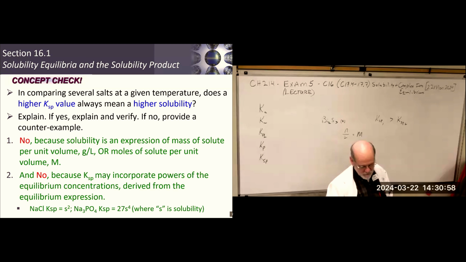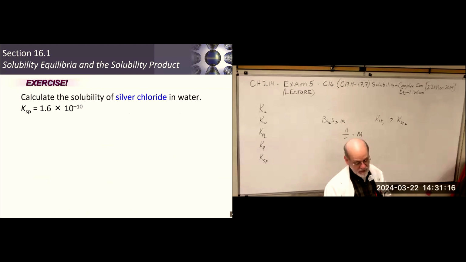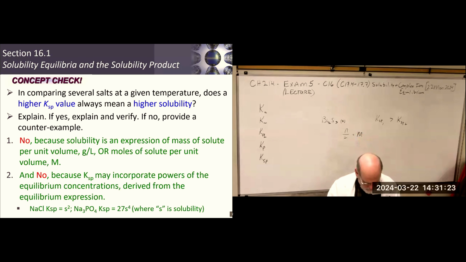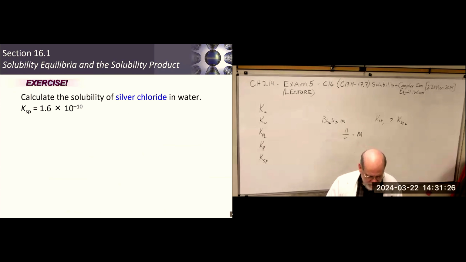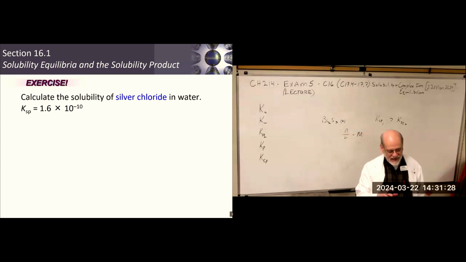So those two values, the Ksp for sodium phosphate will be 27 S squared of the sodium chloride, but we don't know what those S values are yet. So we have to calculate that. Calculate the solubility of silver chloride. Was that silver chloride? No, sodium chloride. Silver chloride in water, if it has a Ksp of 1.6 times 10 to the minus 10.